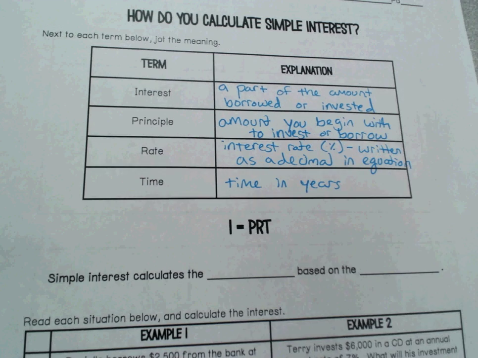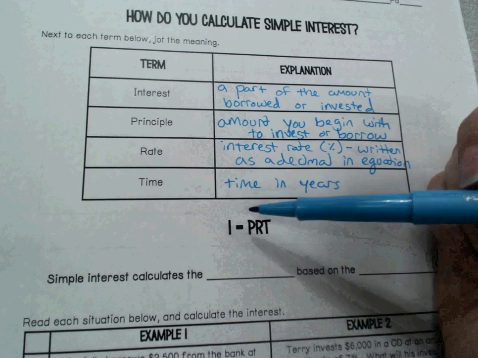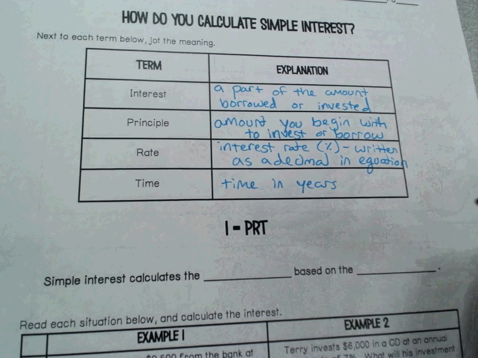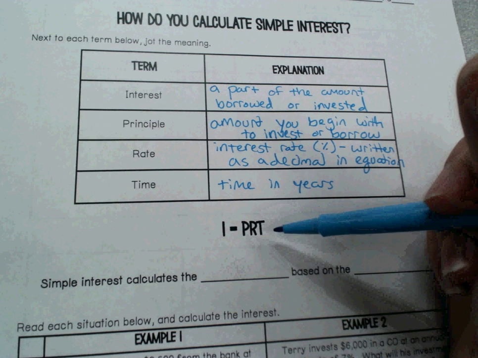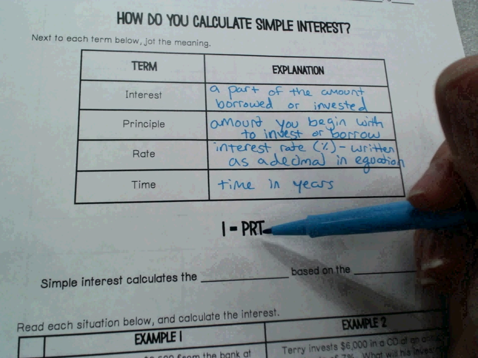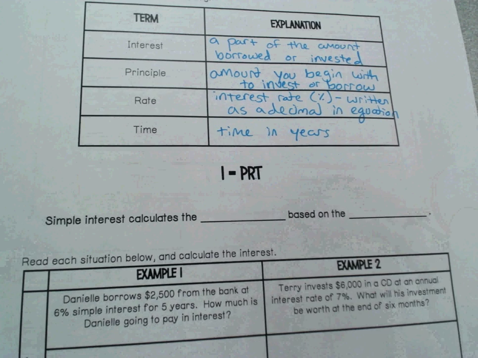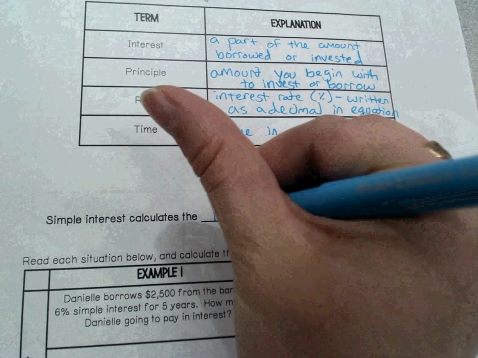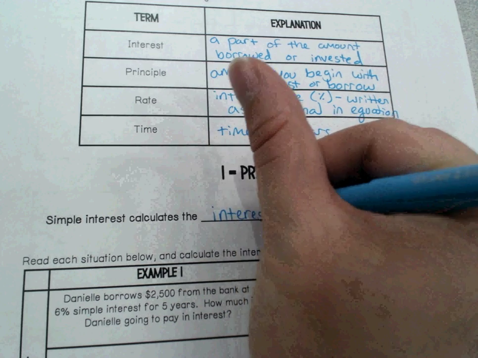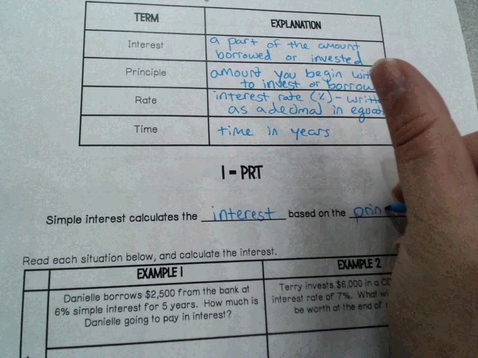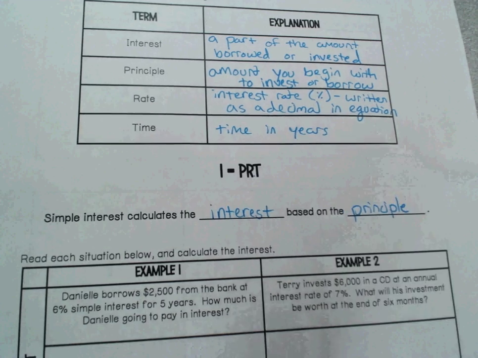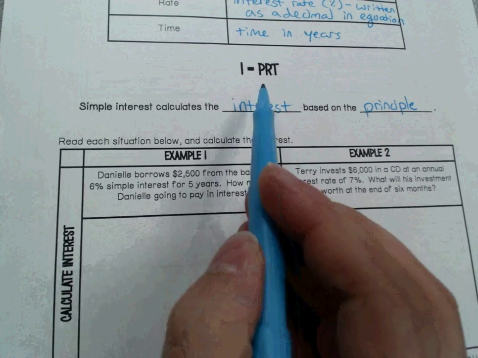As we're solving these interest problems, we'll be given 3 out of the 4 of these things, and we have to find the 4th one. We do that by using this equation: interest equals principal times rate times time. I equals PRT. Simple interest calculates the interest based on the principal amount. So let's look at a couple examples using this equation.